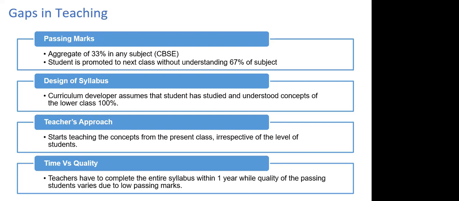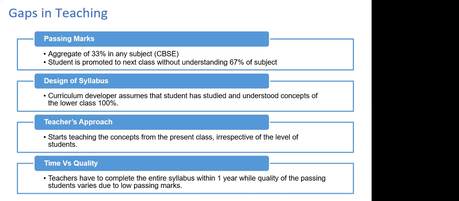Meaning, while writing the book, the author takes this very, very basic assumption that the student has completed 100% of the previous class and is able to understand the next class. But this assumption is not valid because you are putting the passing criteria as low as 33%. So there is a difference.